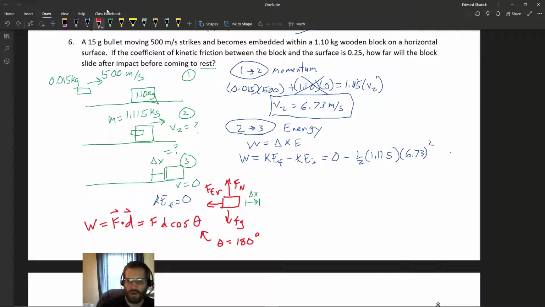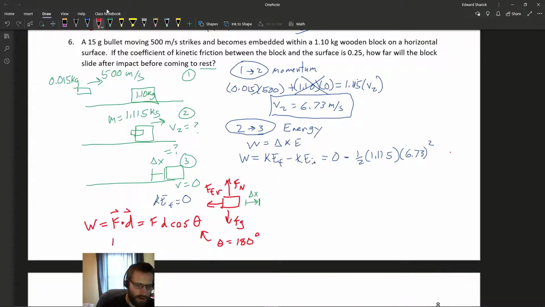All right, our goal is to eventually find how far the block will slide after impact. So our goal is to figure out what the distance is here. This is a number that we can solve. So the left-hand side here, we've got to work out a little bit more to solve for distance. Namely, we need to figure out what the force is. Well, we're looking at the force of friction here.